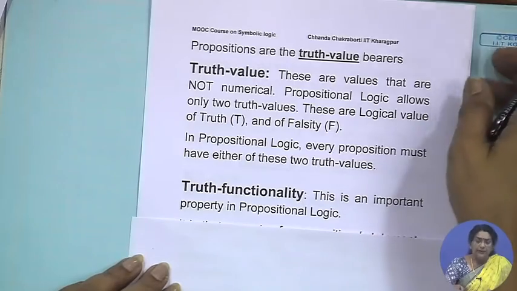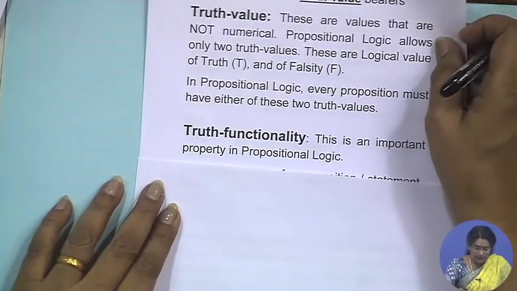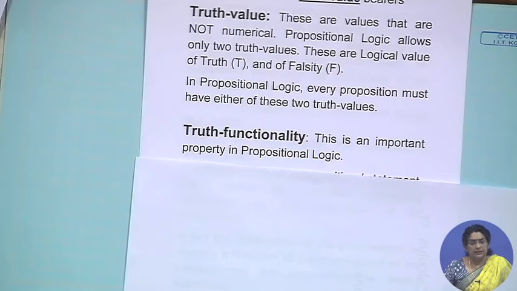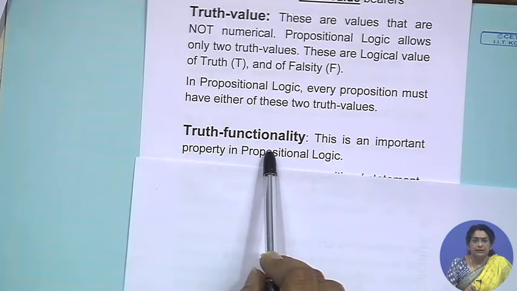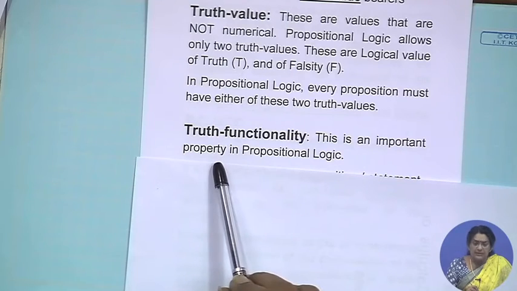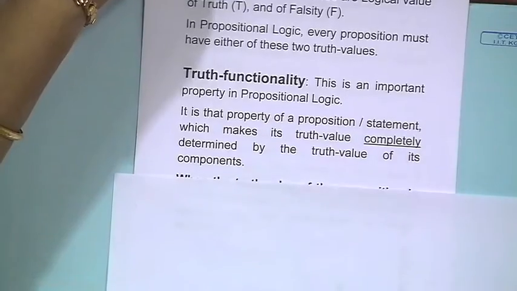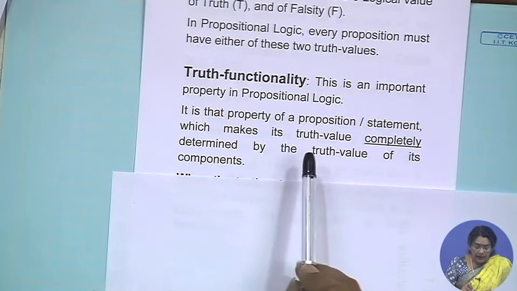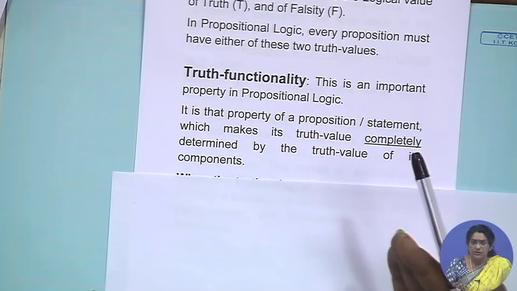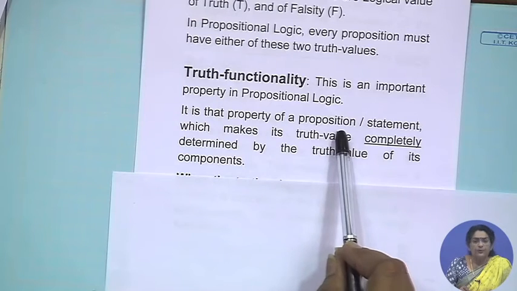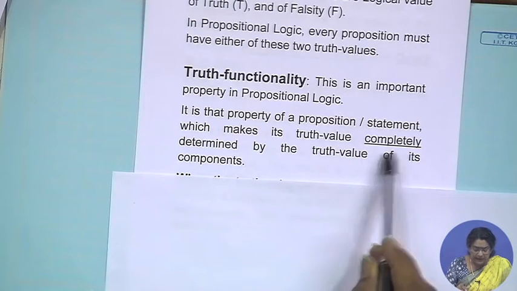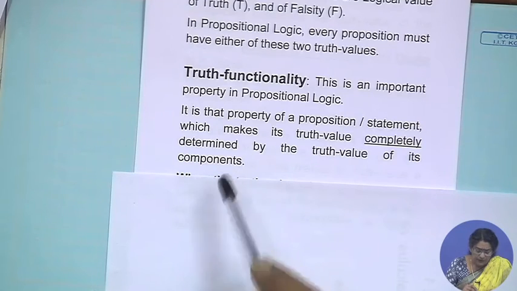Here is the other very important concept that we are going to learn today, that is called truth functionality. What is it? It is a property of the propositions or the statements. When can we call a proposition or a statement truth functional? The answer is like this: when the truth value of the proposition or statement is completely determined by the truth values of its components.